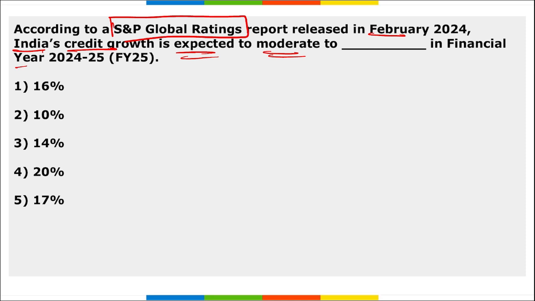Next, according to S&P Global Ratings report released in Feb, India's credit growth is expected to moderate to 14% in financial year 24-25.